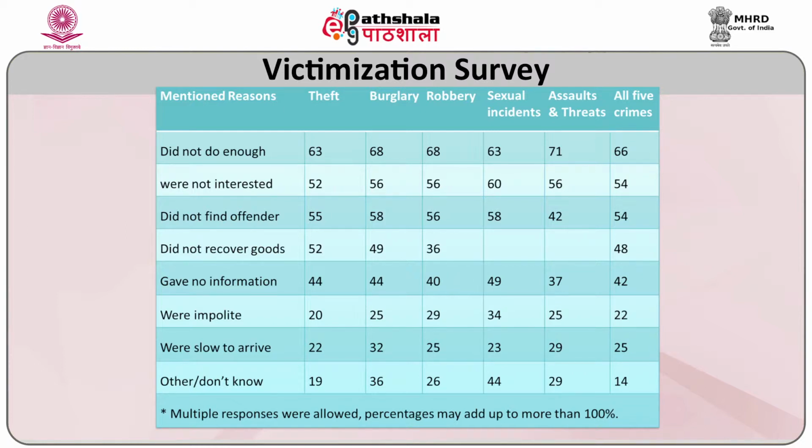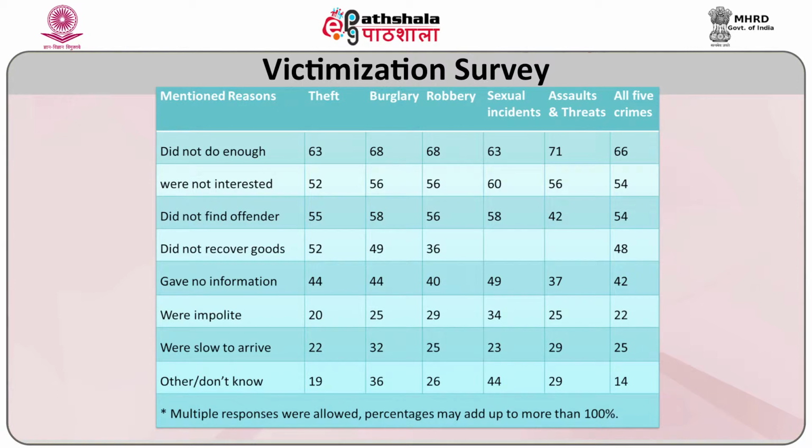So this table shows the results of an international crime victim survey which captured the reasons why people did not report crimes. These were reasons pertaining to the police. So the reasons given were they thought that the police did not do enough. They also stated that the police were not interested.